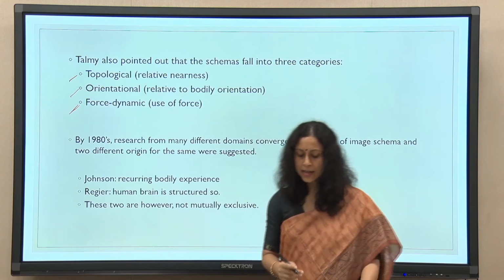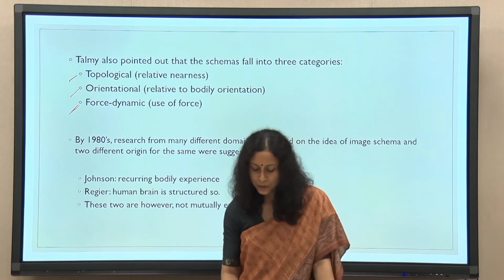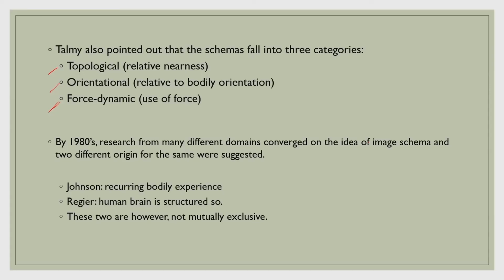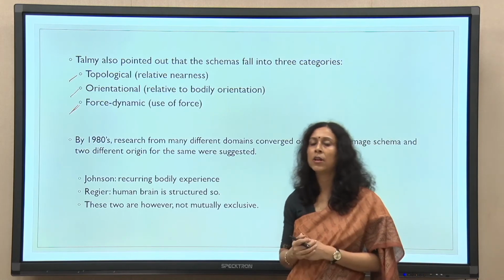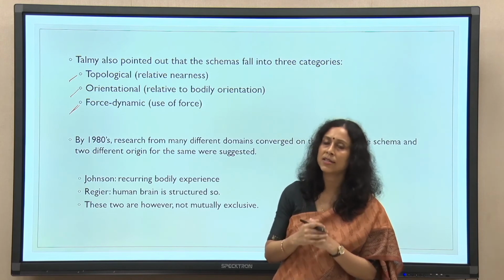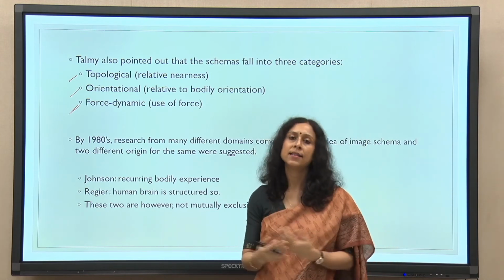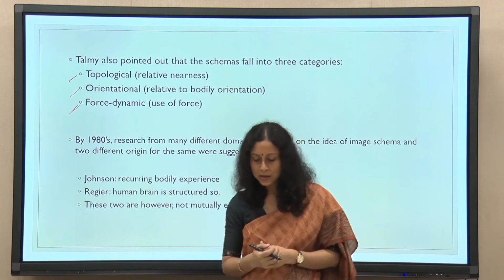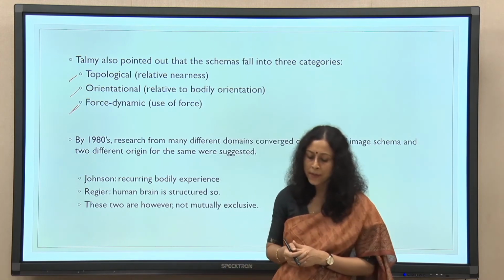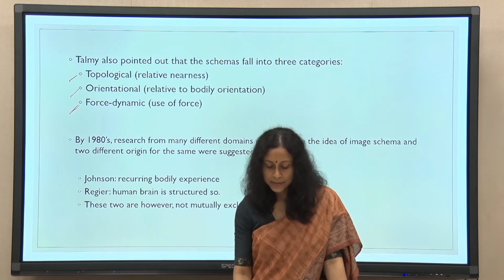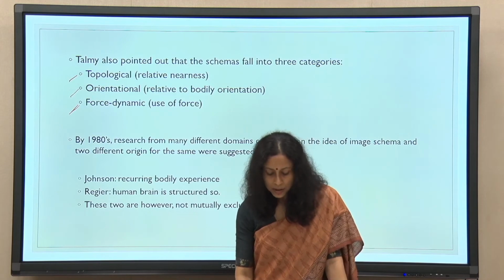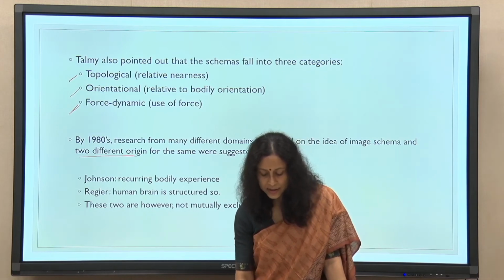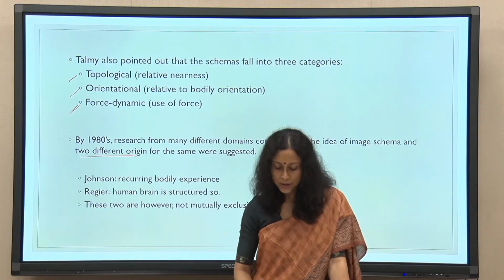By the 1980s, research from many different domains converged on the idea of image schema. Language, psychology, philosophy, everybody agreed that there is something called a schematic representation in the brain, which arises out of the experiences of people, and then it also helps us understand language, and there is a connection to language and thought. Now, different kinds of origin were suggested for the same. So, fine, we have this, but how does it originate?